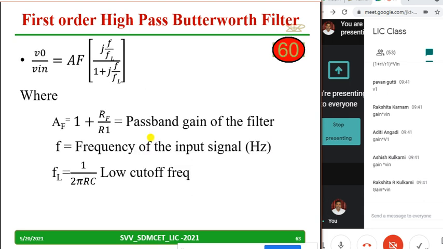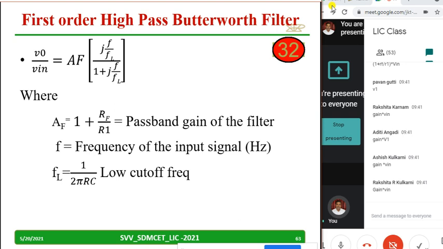Now write down V0 by Vin equal to, you might have copied, where AF equal to 1 plus RF by R1, F equal to the frequency of the input signal, FL equal to 1 by 2 pi RC. Take a minute and copy this down. V0 by Vin equal to AF into bracket j F by FL, whole divided by 1 plus j F by FL.